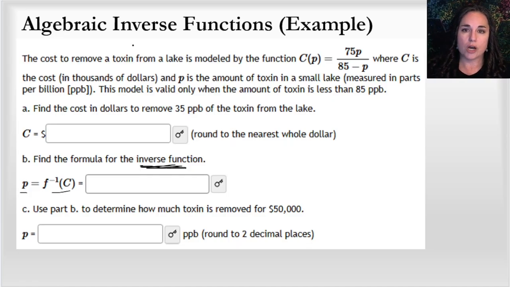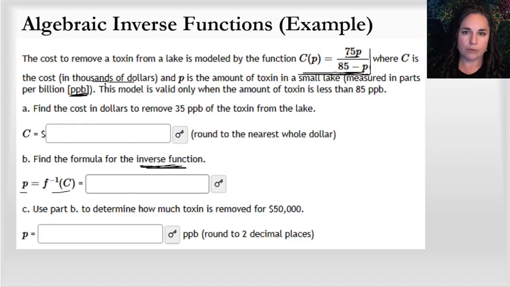We have a function of the cost to remove a toxin from a lake, and it's modeled by this rational function. You can see that's a rational function. I have a line over a line, and that ratio makes it a rational function. Where C is the cost in thousands of dollars, and P is the amount of toxin in parts per billion.